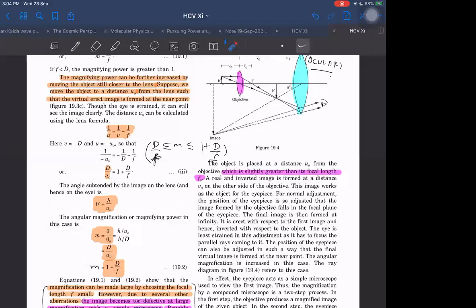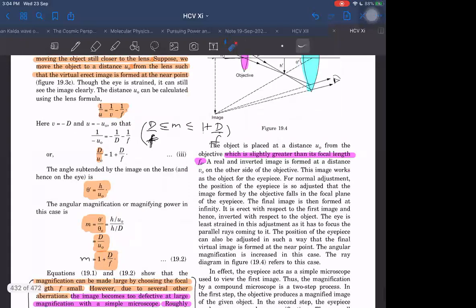So why do we do that? Why do we keep it slightly greater than the focal length? Any reasons that you can think of? We know the focal length of the objective. Why do we keep it more? Why is it placed between focal length f naught and 2f naught? In between these two, first of all, why so?